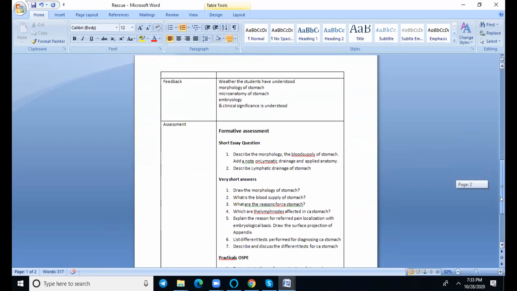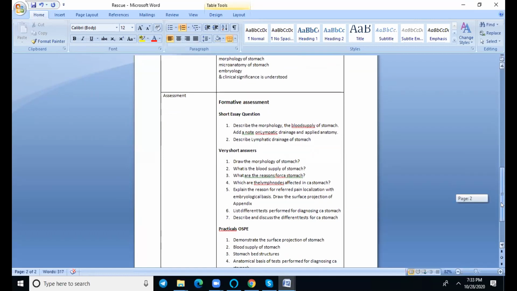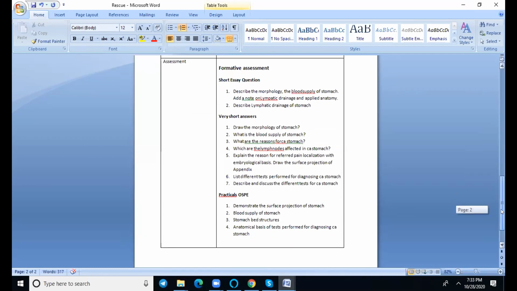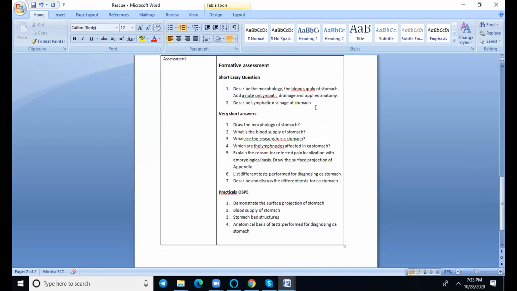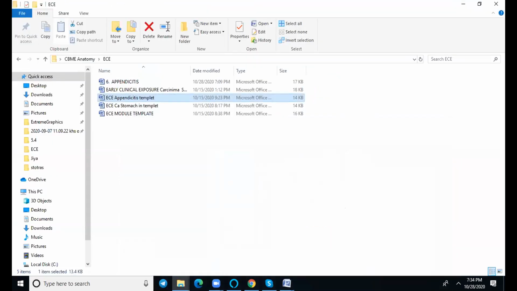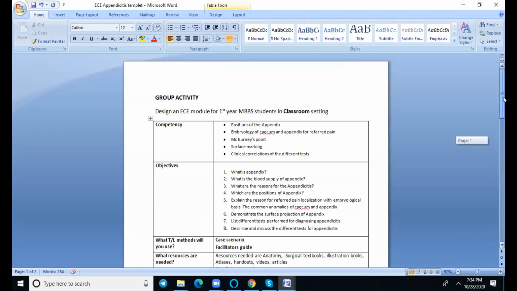The assessment would be formative assessment in the form of short essays, very short answers, and also can be taken in the form of OSPE. The practicals can be taken in the form of OSPEs, and various questions related to stomach, its morphology, histology, and embryology could be asked. I would like to present the second topic, that is a classroom based setting.